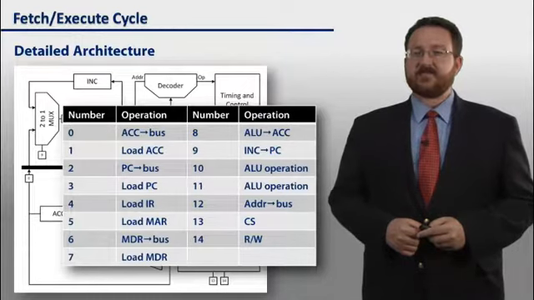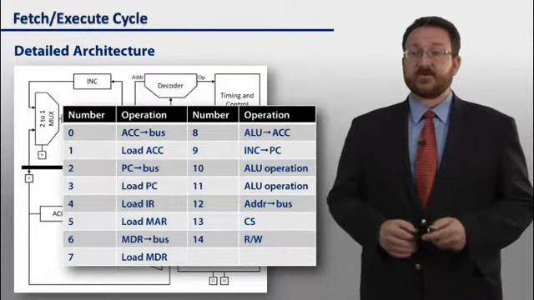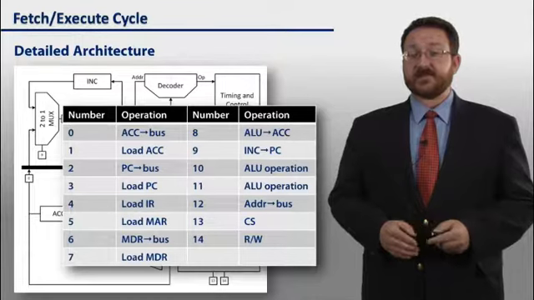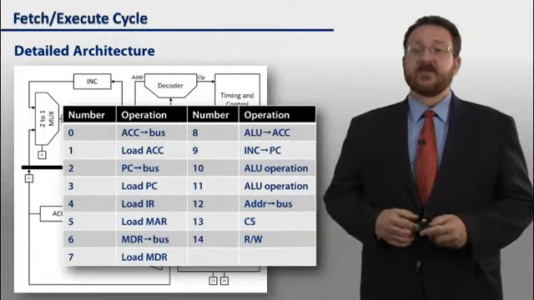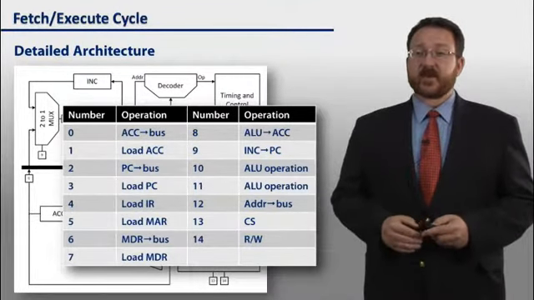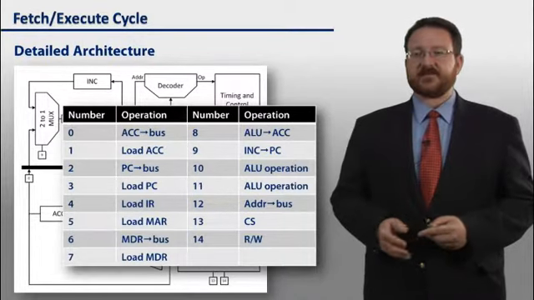Numbers 13 and 14 control access to the memory. Number 13 is the chip select, which activates memory, and number 14 is the read-write bit. If it's a 1, it's a read. If it's a 0, it's a write.